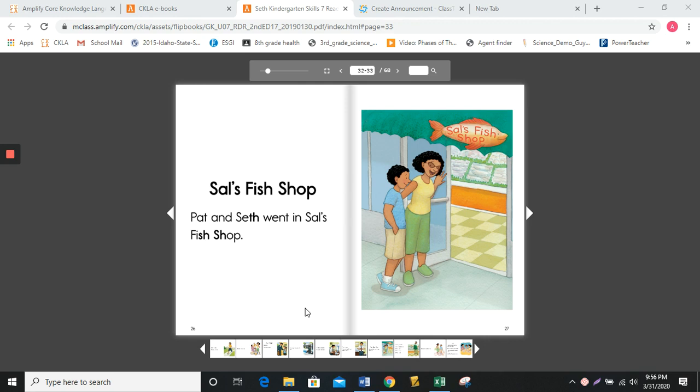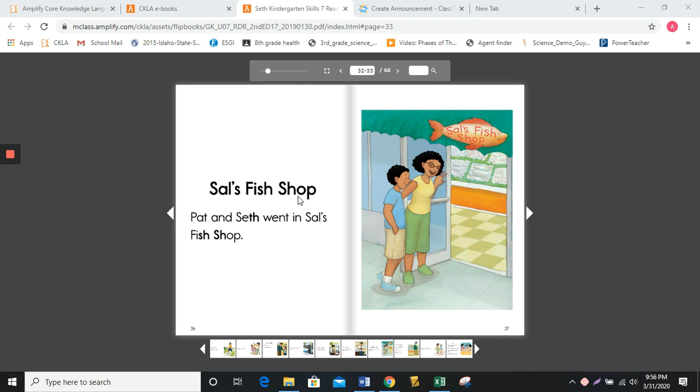We're reading in our mini reader. Today's story is Sal's Fish Shop. And when we look at this story, we've got the SH sound. When those two letters come together, it's the digraph called sh. So we find it in fish and shop. So let's go ahead and read our story together.